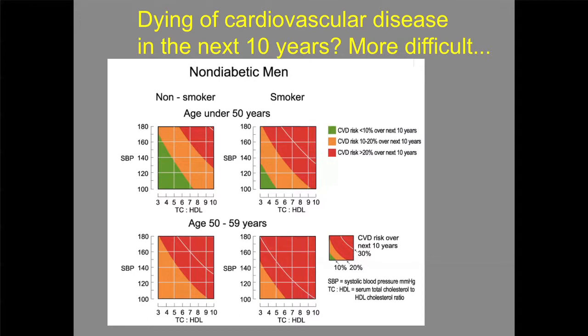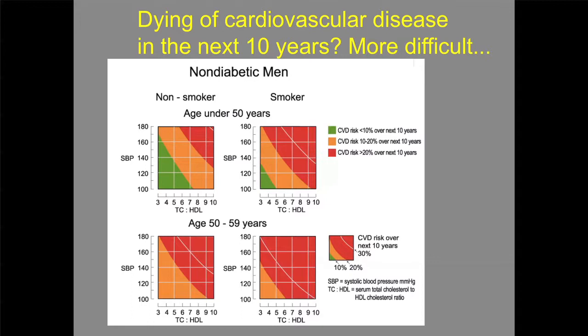If you've got diabetes, your risk is significantly high, and therefore it's not worth actually calculating what that risk is in absolute terms. You require treatment. But also whether you smoke or are a non-smoker, how old you are, and what your blood pressure is. You can see along this axis the systolic blood pressure, and what your TC to HDL ratio, and what this is, total cholesterol HDL ratio.